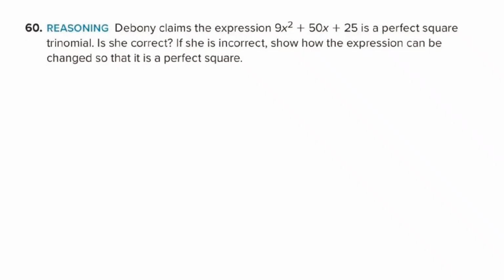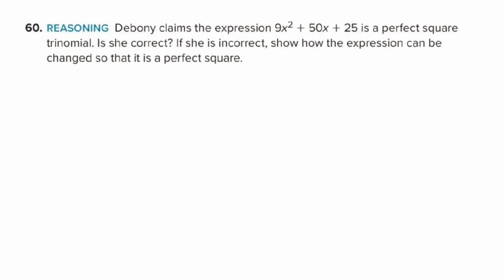Now, if you see the question properly, there is a trinomial given to you. For this trinomial, you have to check whether it is a perfect square trinomial or not. So let's recall what a perfect square trinomial is. A perfect square trinomial satisfies three conditions. What are those three conditions?